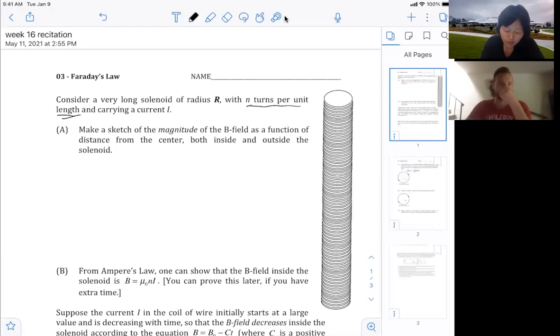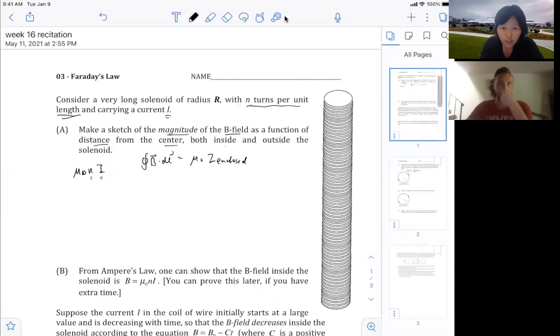So make a sketch of the magnitude of the B field as a function of distance from the center, for the inside and outside. Do you still remember what the B field is for a long solenoid? B dot dl is equal to mu naught I enclosed. In this case, current enclosed will be number density times the current.